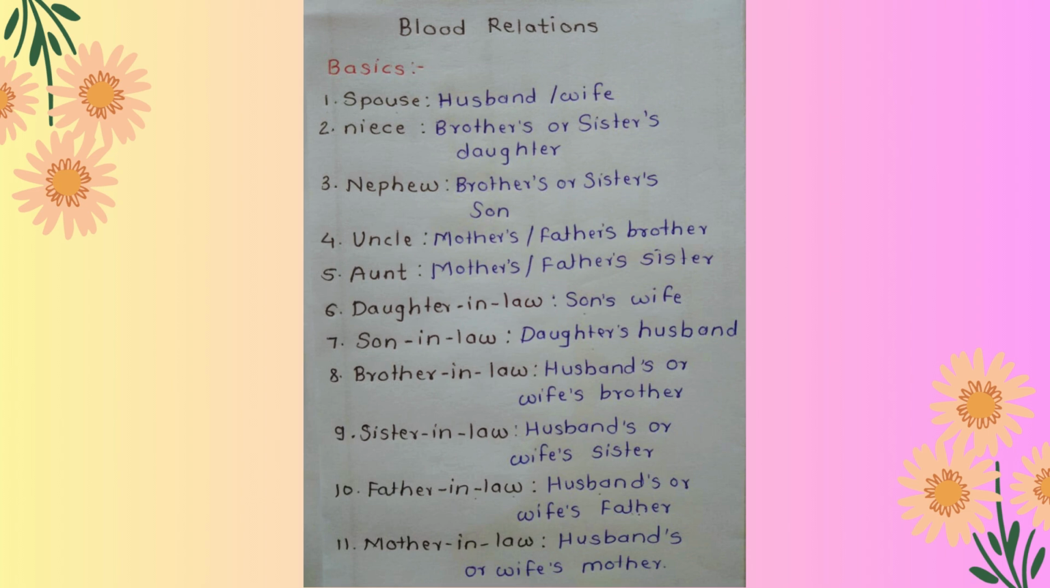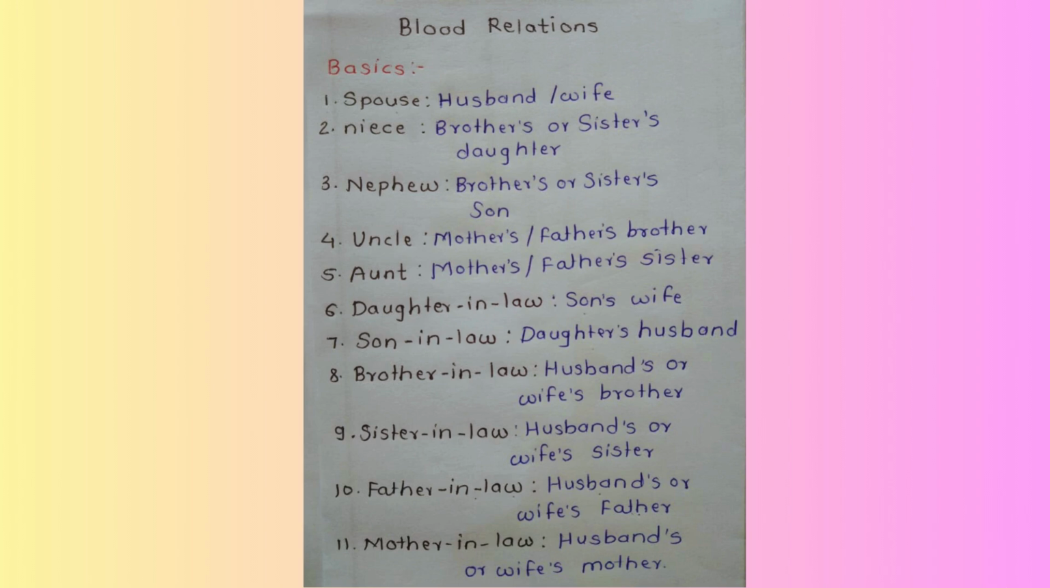Then son's wife is called daughter-in-law. Daughter's husband is called son-in-law. Then husband's or wife's brother is called brother-in-law. Husband's or wife's sister is called sister-in-law. Husband's or wife's father is called father-in-law. And husband's or wife's mother is called mother-in-law. These are some of the terms which are required while solving the questions and representing the information given in the question.